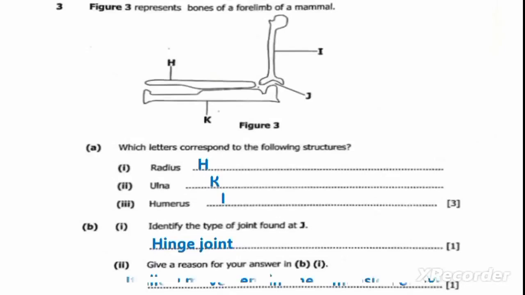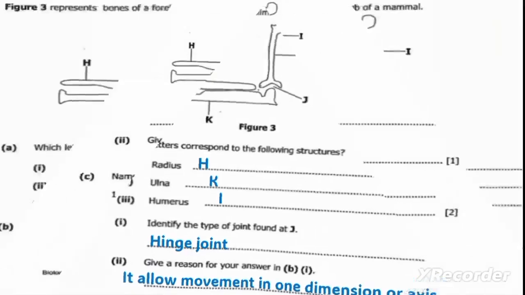So the reason that we are going to give is that it allows movement in one dimension or one axis. Or we can say this joint is also found between the humerus and ulna, but that is not the major reason they are looking for. The major reason is this one: hinge joint allows movement in one axis, one dimension or one direction.